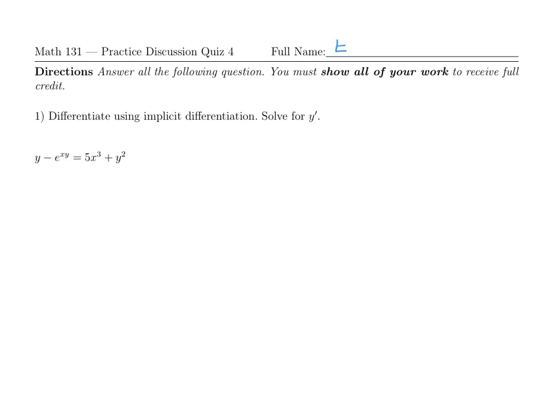Let's go over a practice problem for this week's discussion quiz. It says to differentiate this implicitly defined equation. So that is to use implicit differentiation. When we're done, we'll solve that for y prime, which is the same thing as dy/dx in this case.